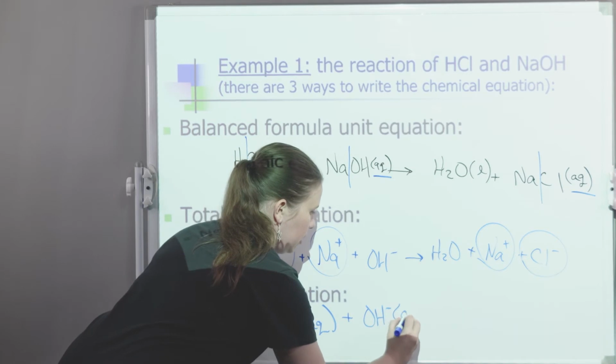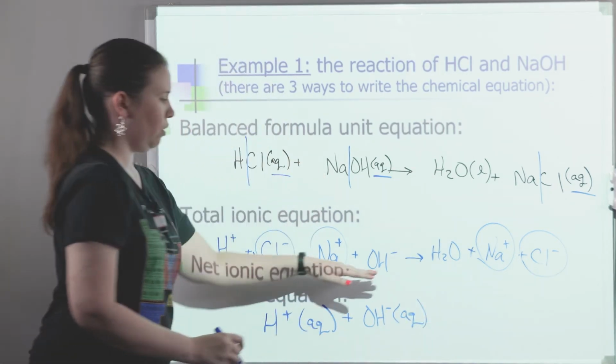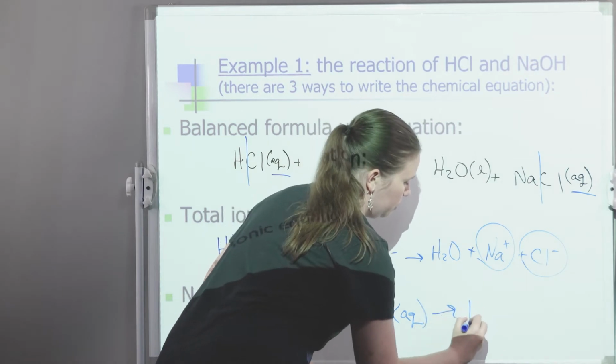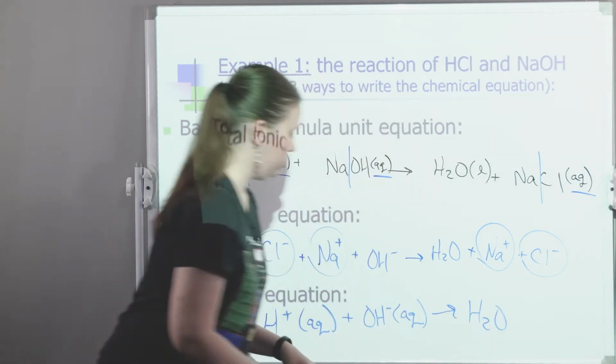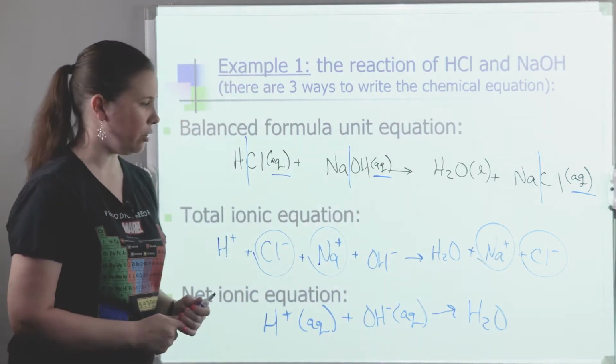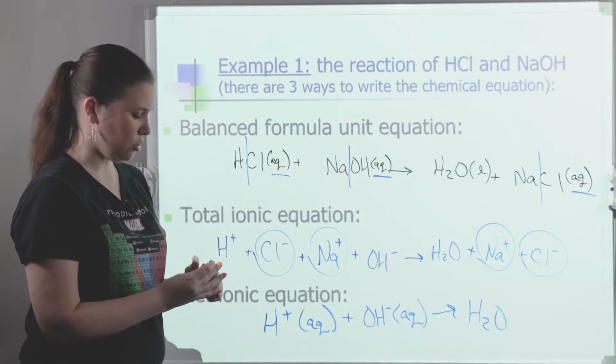So hydroxide ion, the ions are always aqueous, and they came from aqueous substances in order to form my water. So the idea here is a hydrogen ion and a hydroxide ion will form water. This is my net ionic equation.